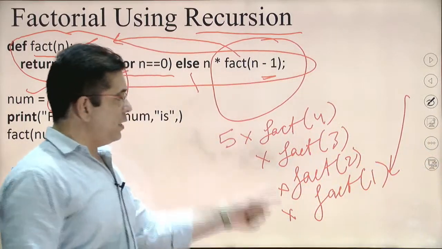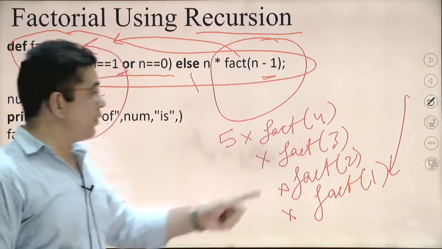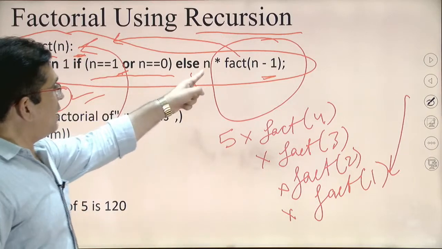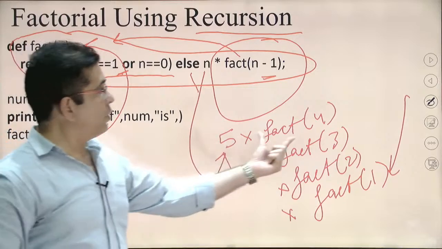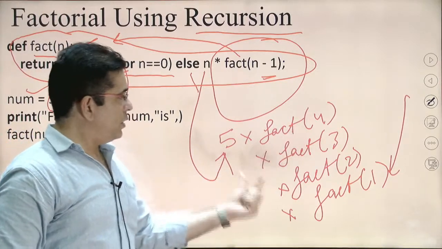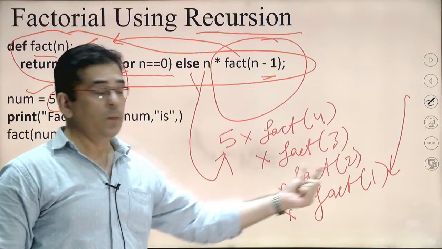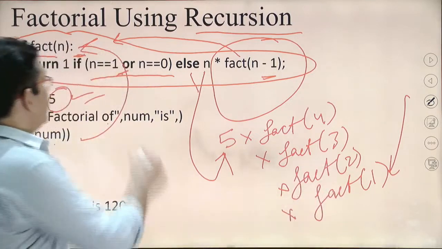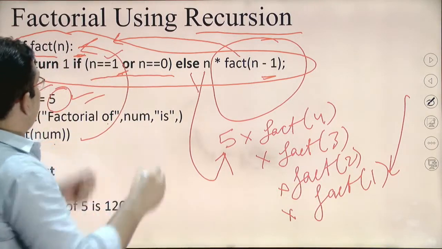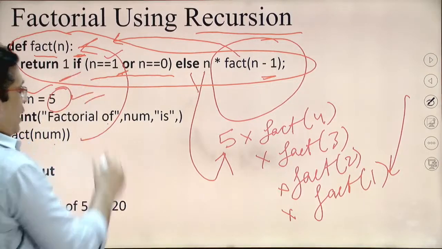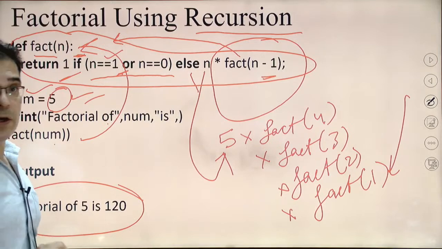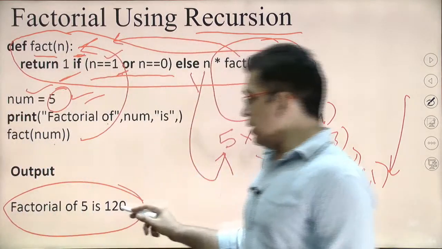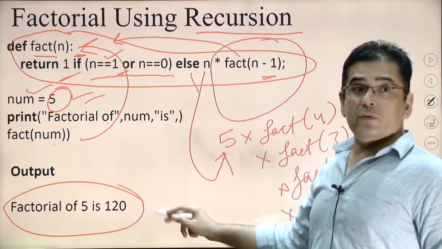You can see here the step by step execution logic for it. Initially 5 will be passed, so this n will be assigned the value 5, then it will call recursively 4, then 3, then 2, then 1. As soon as it becomes 1, it will be assigned the value 1 and the output will be factorial of 5 is 120. So the output comes here, factorial of 5 is 120.